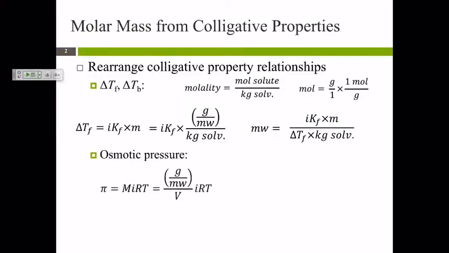What if we have osmotic pressure? Osmotic pressure is molarity times i times R times T. Molarity is moles of solute per volume of solution. Once again, we could do the same rearrangement if you guys wanted to, and you would have this kind of relationship. So I'm just trying to give you guys different options of ways to rearrange mathematical expressions in order to solve for unknowns.